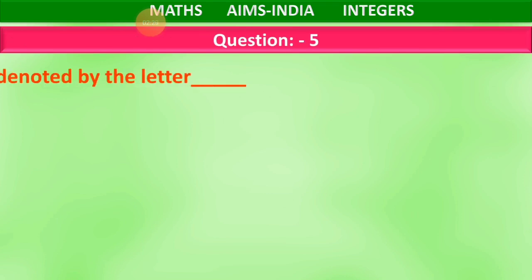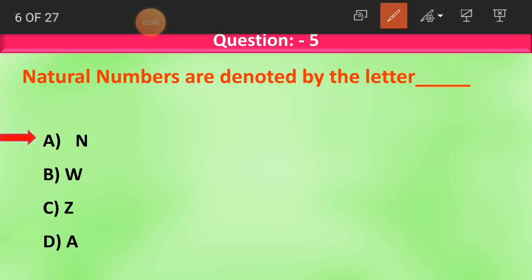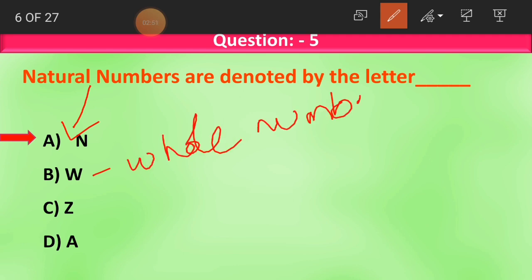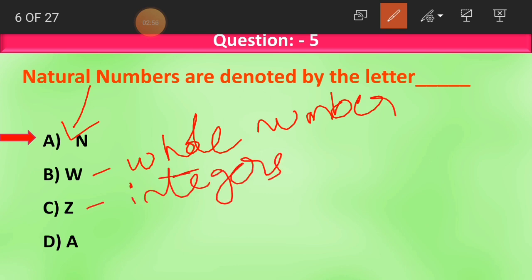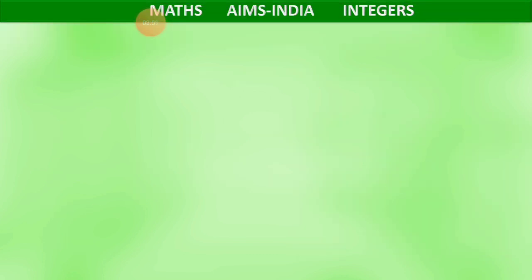The next one is question number 5. Natural numbers are denoted by the letter dash. Option A N, option B W, option C Z, option D A. What is the correct answer? Yes, option A N. Natural numbers are denoted by the letter N. What is W then? W stands for whole numbers. Z stands for integers. What does A stand for? A stands for nothing. I just made it up for the sake of option D.